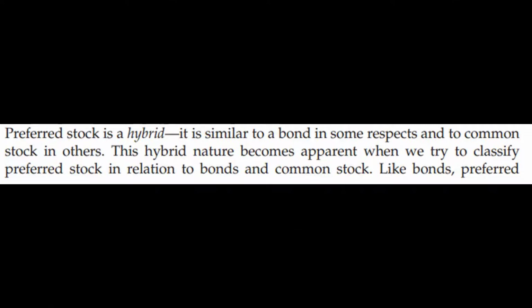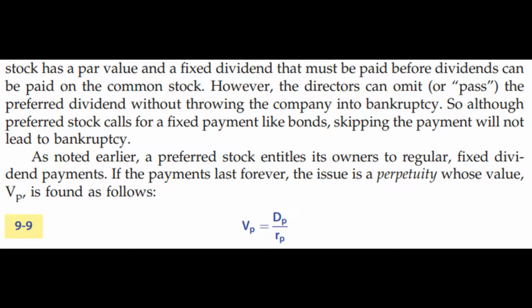Preferred stock is a hybrid. It is similar to a bond in some respects and to common stock in others. This hybrid nature becomes apparent when we try to classify preferred stock in relation to bonds and common stock. Like bonds, preferred stock has a par value and a fixed dividend that must be paid before dividends can be paid on the common stock. However, the directors can omit or pass the preferred dividend without throwing the company into bankruptcy. So although preferred stock calls for a fixed payment like bonds, skipping the payment will not lead to bankruptcy.